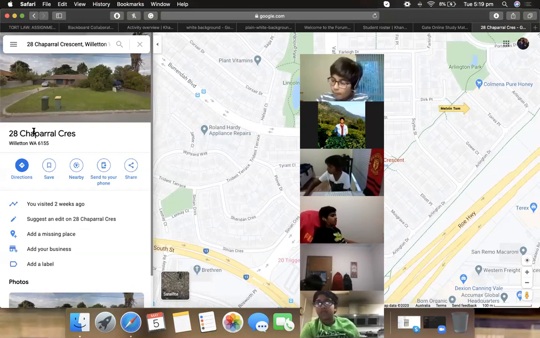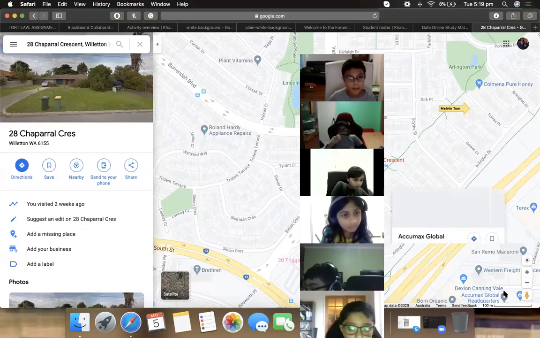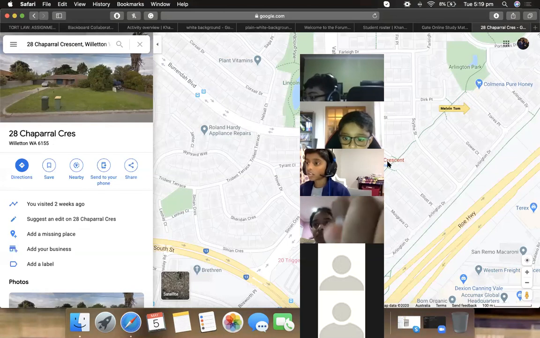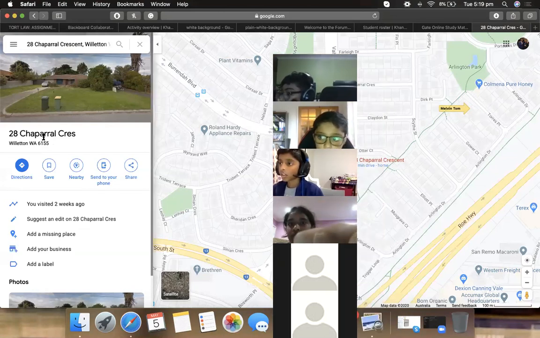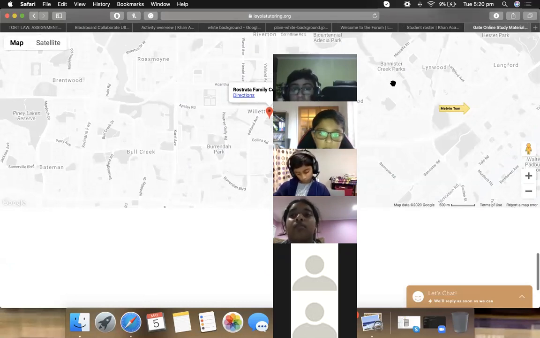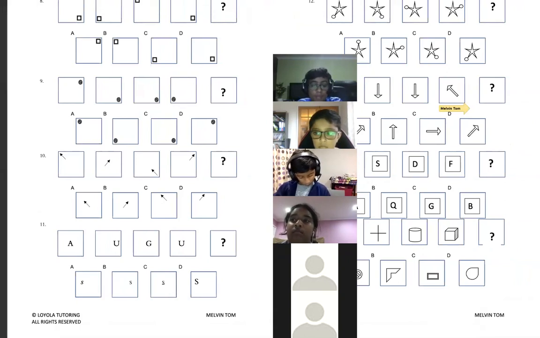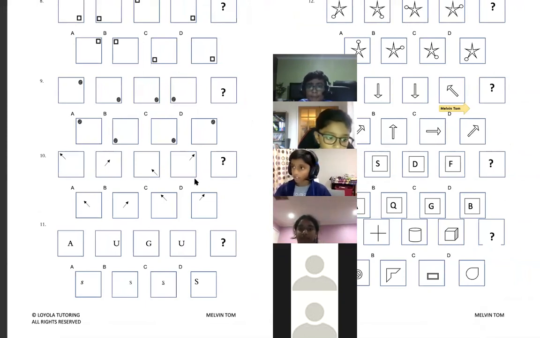Send me a text saying when you're coming to pick it up. Okay, so this is my address. Take it down so you know where you're coming. All right, moving on. At the very bottom, you see the number. All right, moving on. General ability. Let's go through it. Irene, you just type it in, loyolatutoring.org.